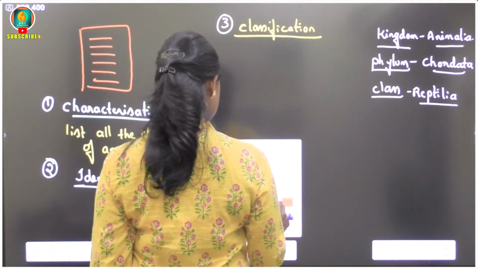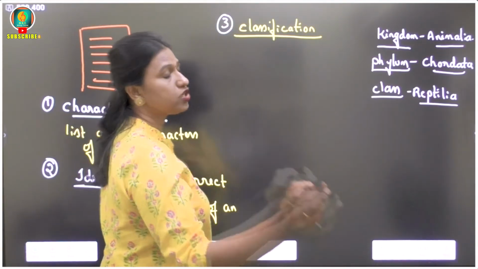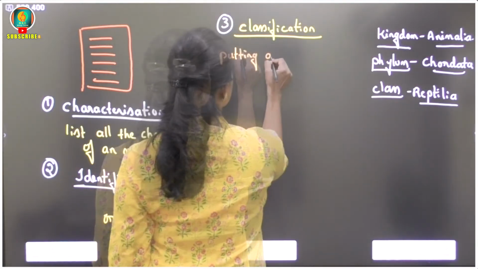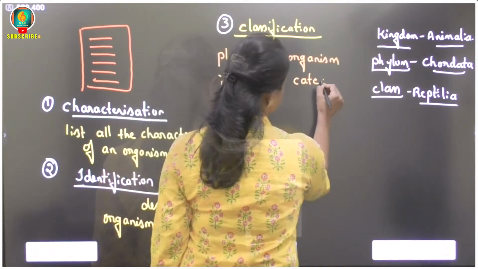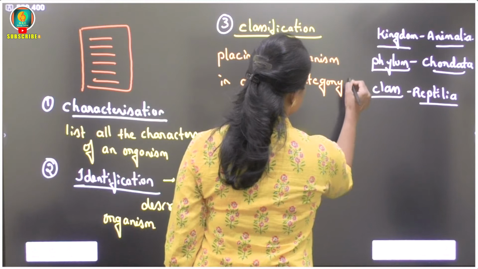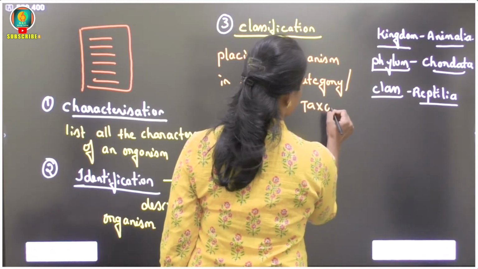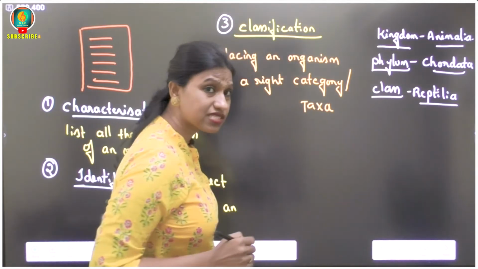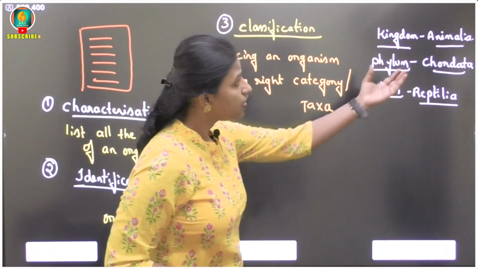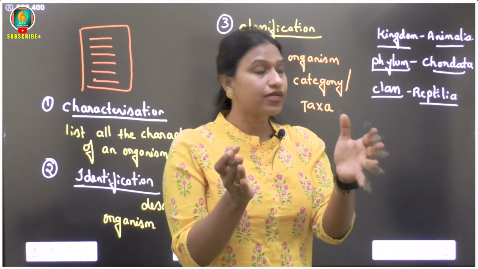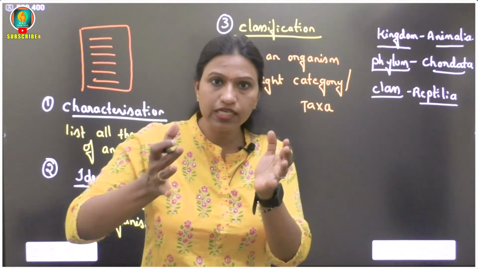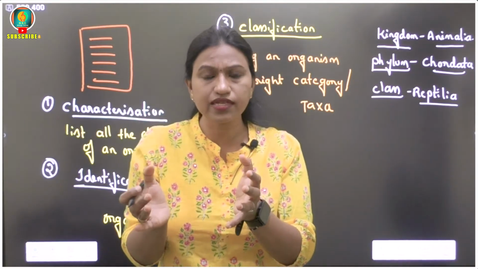Classification means what? How can we describe it? Putting or placing an organism in the right category, or in the right taxa. Taxa or taxon means what? This Animalia is a taxon. It is one category. Okay. And like that, when you come to Chordata, Chordata is one taxon. The category itself is a taxon.